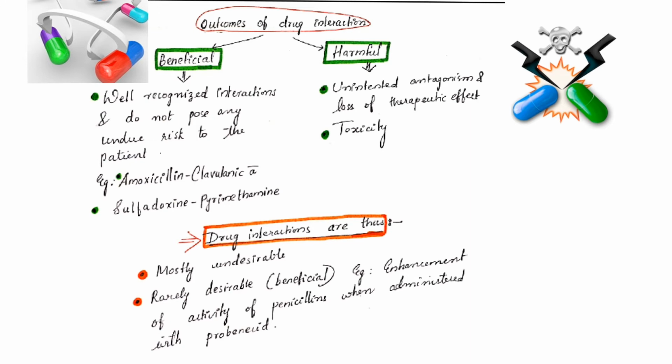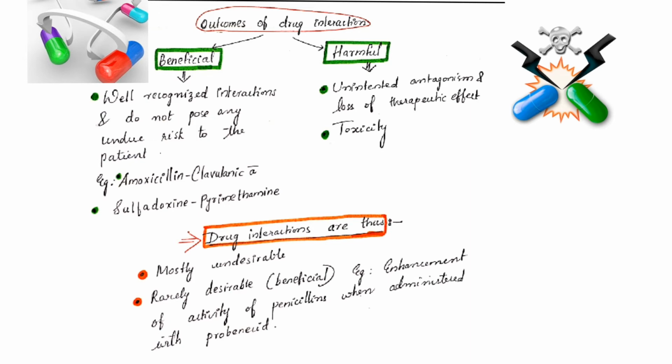In beneficial, the well-recognized interactions, they do not pose any undue risk to the patient. Many medical conditions are treated with a combination of drugs. Antibiotic is used along with an analgesic to treat painful infective conditions. Adrenaline is combined with lidocaine for local anesthesia, etc. Some examples would be amoxicillin and clavulanic acid, sulfadoxine and pyrimethamine.